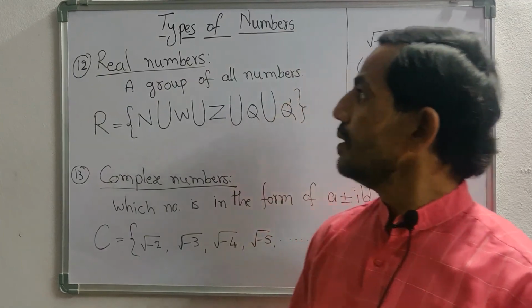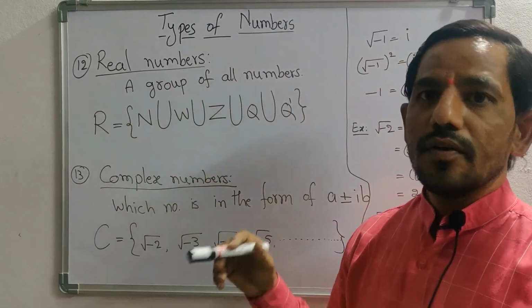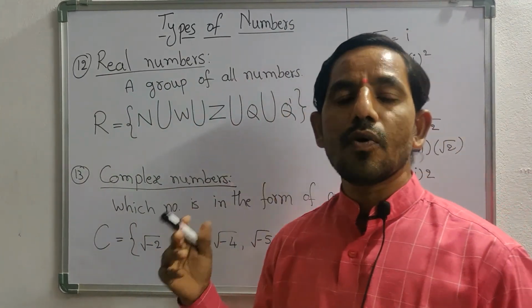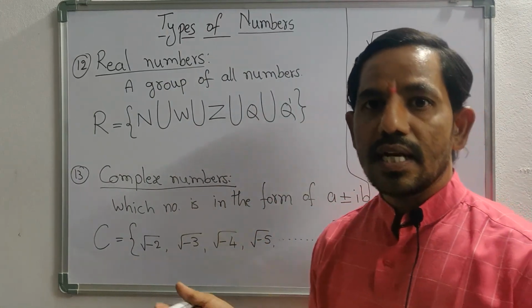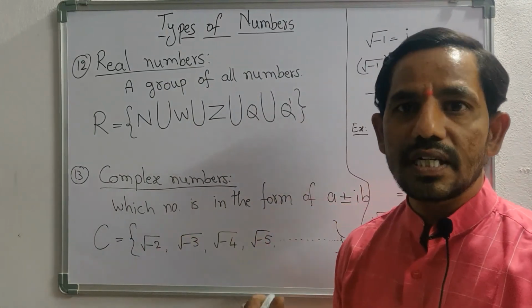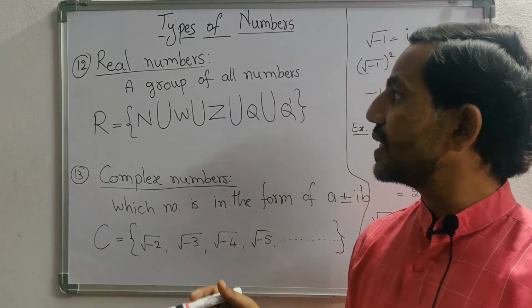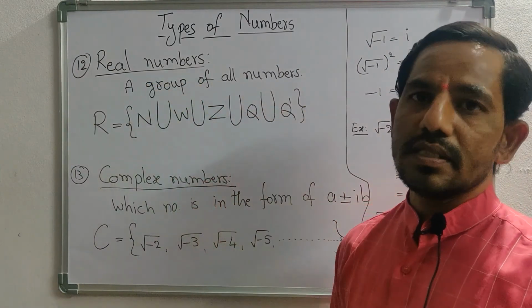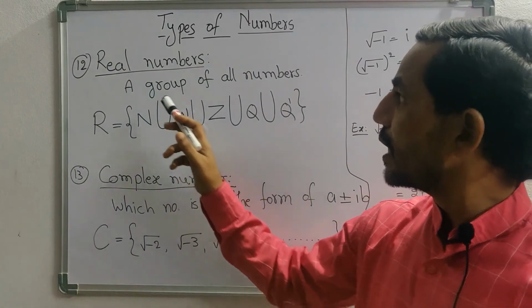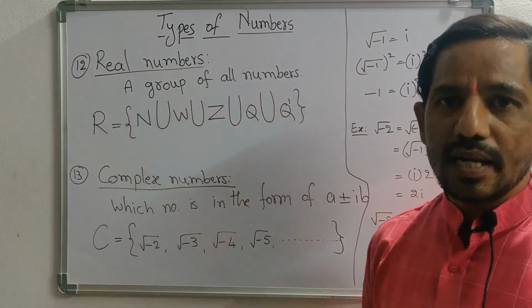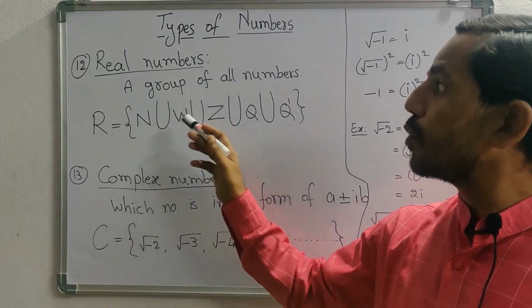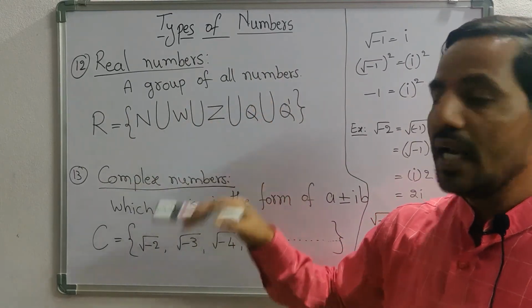Okay, next one, real numbers. First of all, natural numbers, whole numbers, integers, quotient numbers, irrational numbers, composite numbers, prime numbers are over. After that, real numbers. Real numbers means a group of all numbers. All numbers.